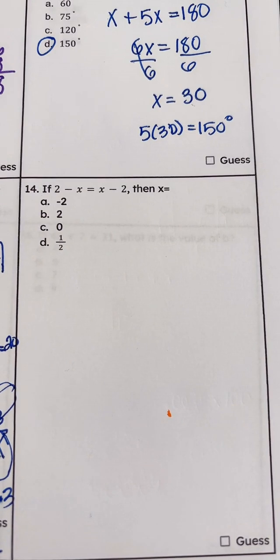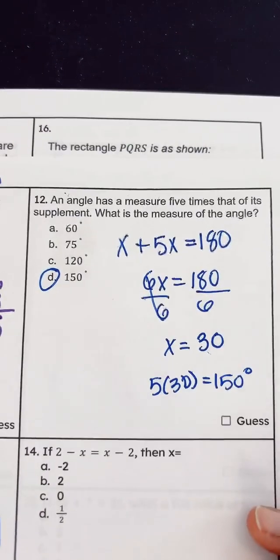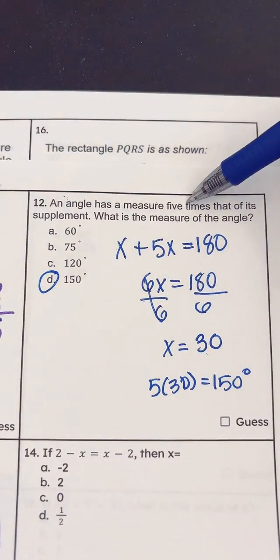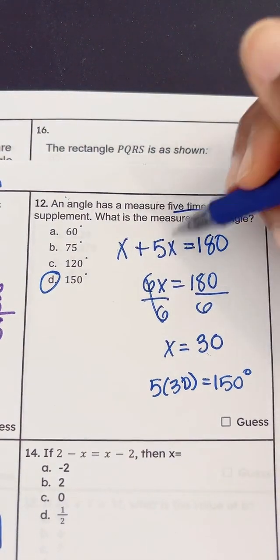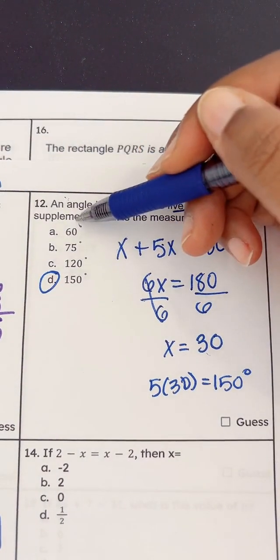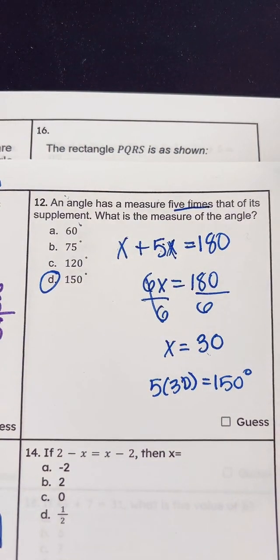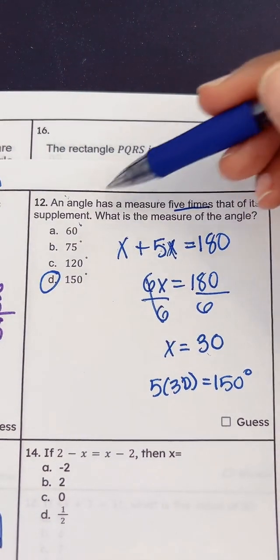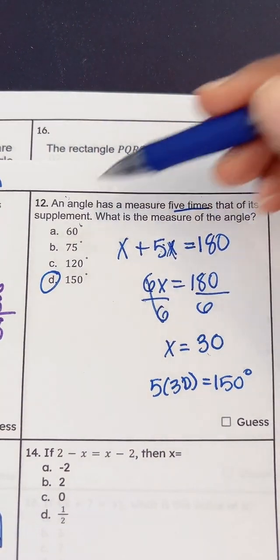Okay. If 2 minus X equals X minus 2, then X equals what? We got the 5 from it's saying measures 5 times its supplement. So 5 times means 5 times. We don't know what the supplement is, so we put an X. Because an angle has a measure of 5 times that of its supplement.